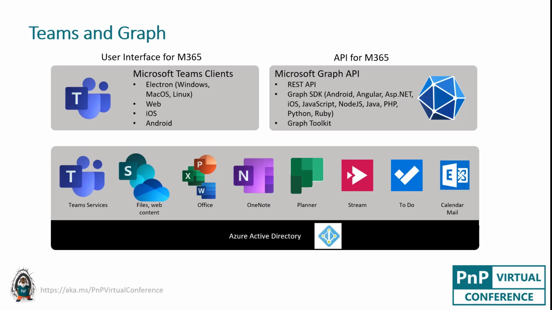And the Graph API is similar, except for instead of the user interface, it's the API for all of those services. So if I want to access, say, your notes in OneNote or your files in OneDrive, I'm going to use the Graph. Now, some of these services still have native APIs, and there are cases where you have to use the native API because something isn't yet supported in the Graph, but in most cases you can and should use the Graph API.